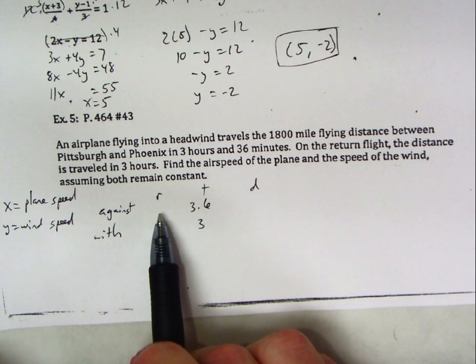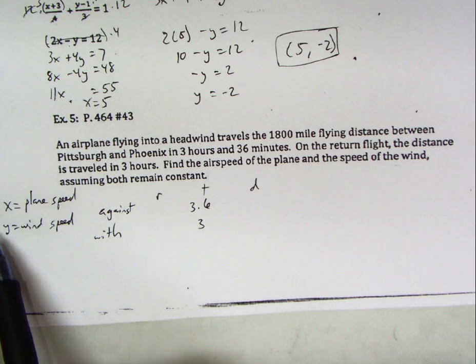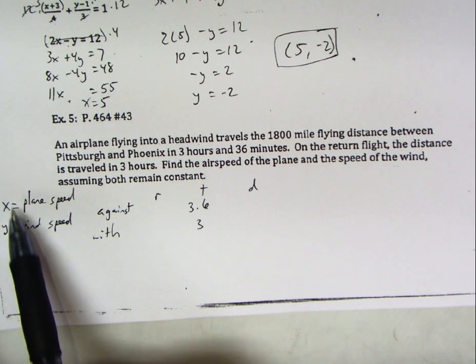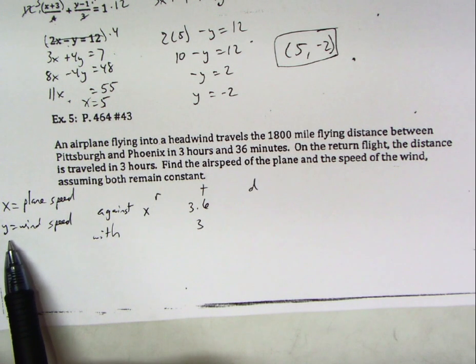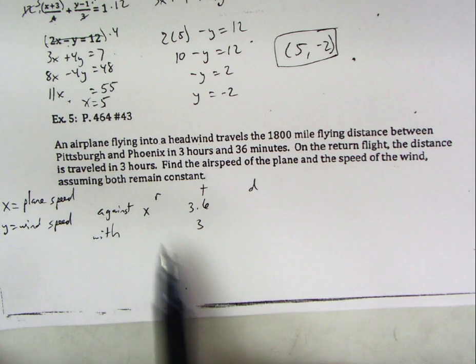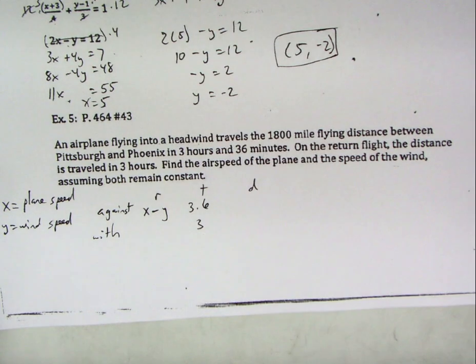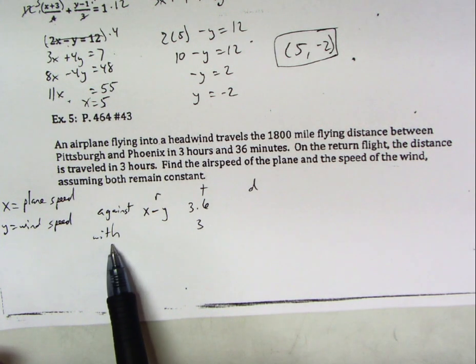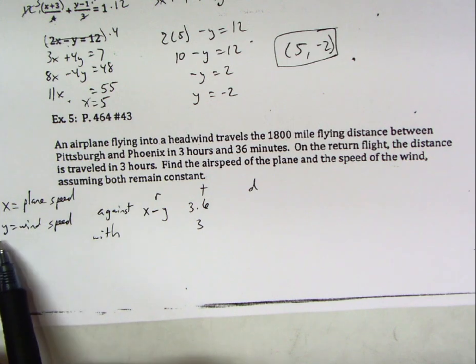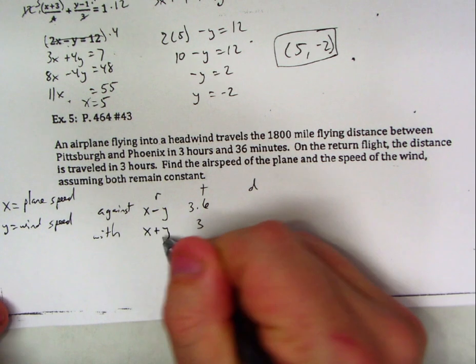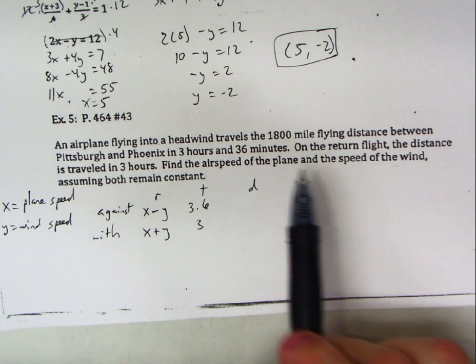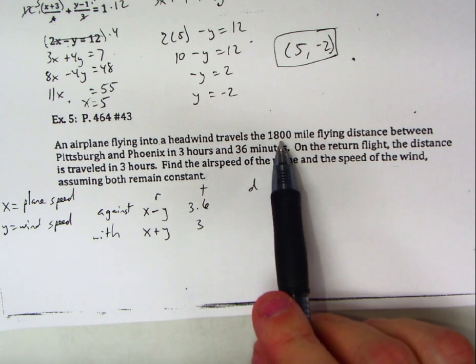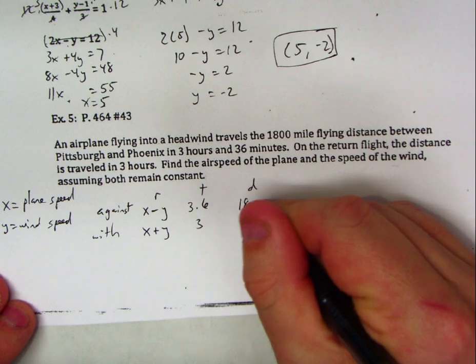Now the rates are a little tricky at first, but these are all done very similarly. If we're going against the wind, think about the relationship between these two things. You take how fast the plane is going, but the wind is slowing you down. So you take your plane speed and subtract the wind that's pushing against you. So it'd be x minus y. But when you're going with the wind, you have your plane speed, and then the wind is helping you. So x plus y. Those are your rates right there. Very common in these problems. Now your distance, regardless of if you're going there or coming back, is 1,800 miles either way.